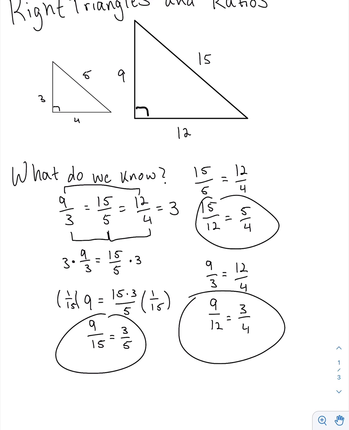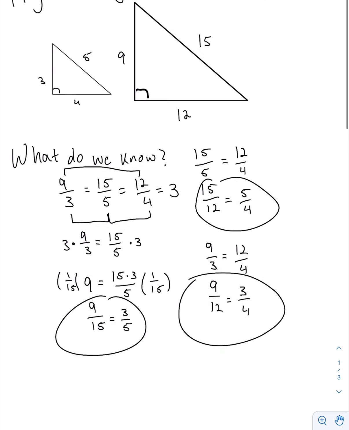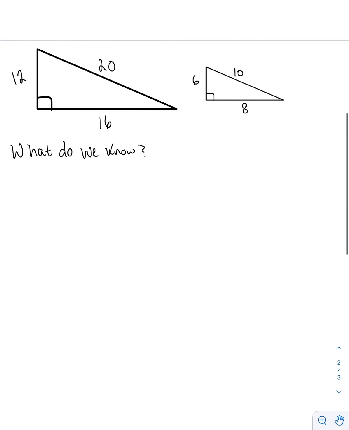Now I know what you may be thinking. You're not convinced. I drew this triangle myself. Of course I knew it was going to work out like this. So what I did is I pulled a triangle that you guys have submitted through your work, and we're going to explore these ratios again and see if we get the same results.